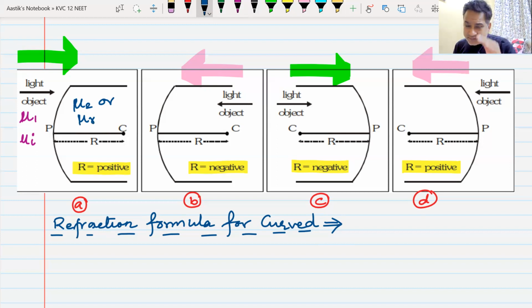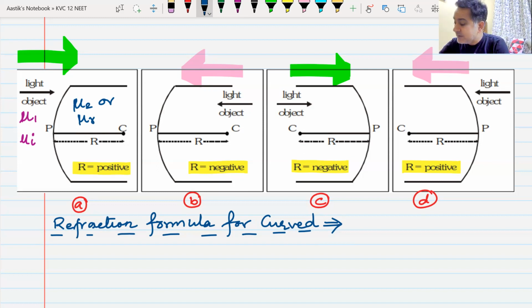Do we understand this? Depending on from where the light is coming, mu1 and mu2 are going to change. In case A, if outside is air, mu1 will be mu of air. But in case B, outside is air, inside is glass, but light is coming from inside the glass. So mu1 now becomes mu of glass. So that is how, from where light is coming, that is your mu1. Where light is going, eventually refracting, that is your mu2.